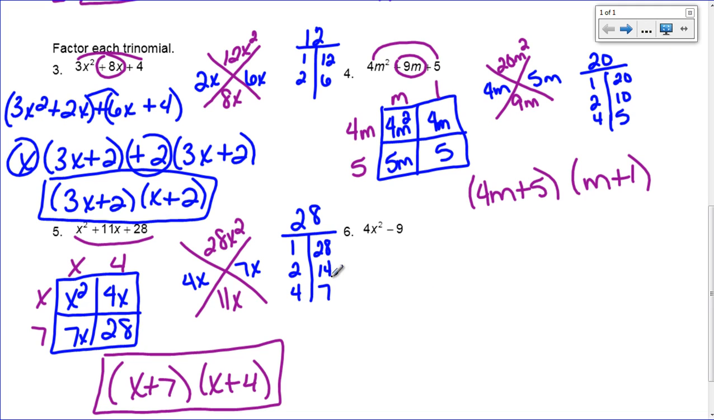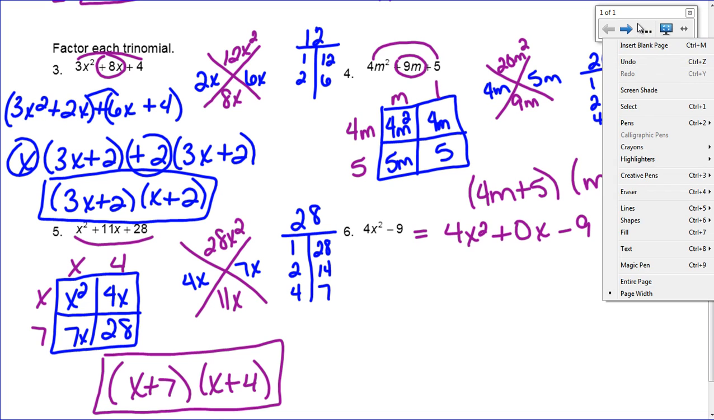Now number 6 is a little bit different because if you will notice, number 6 only has two terms. Number 6 is really a special product called a difference of two squares, but we don't know how to do that yet. So we're going to factor this using the method that we just learned, but we have to do something to this first. It needs to have three terms. So this is the same thing as 4x squared plus 0x, because there is nothing in the middle, minus 9. And we're going to factor just like we did before.